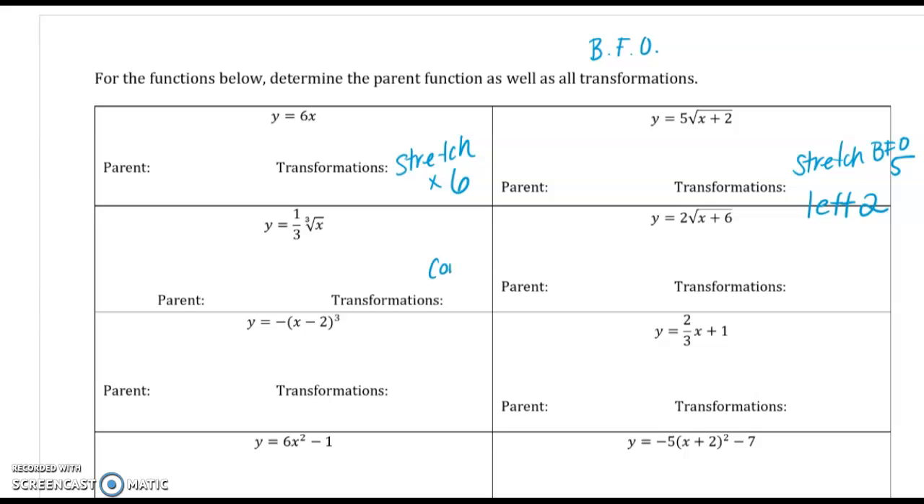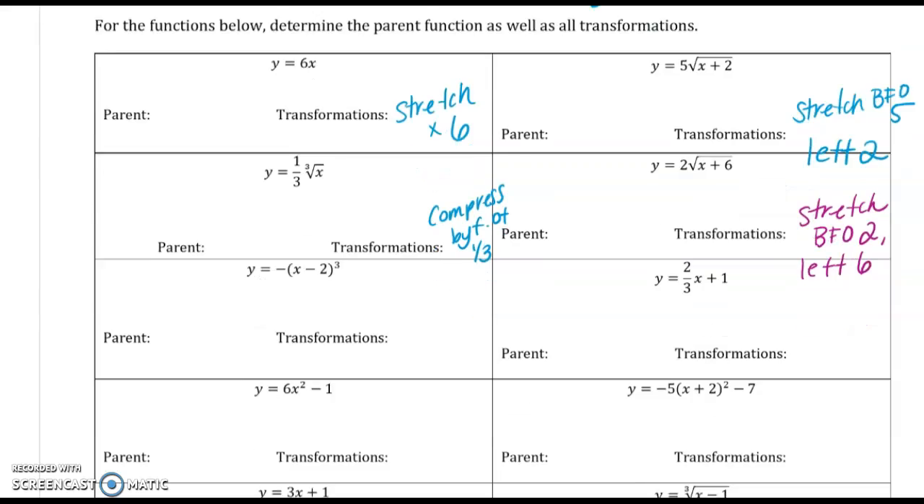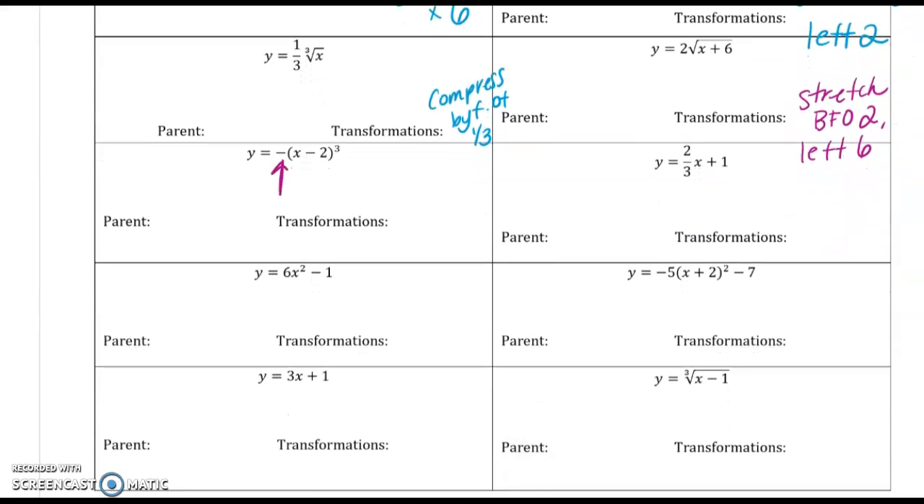This is going to compress, right? It's getting shorter and fatter by a factor of 1/3. So it's 1/3 the height. This is going to stretch by a factor of 2, and then it's going to go left 6. So you can kind of see it's just the same thing every time. This negative is going to be a vertical reflection. And then this guy is going to make it go right 2. And again, the parent function is x cubed, so you're not really worried about that 3 there.